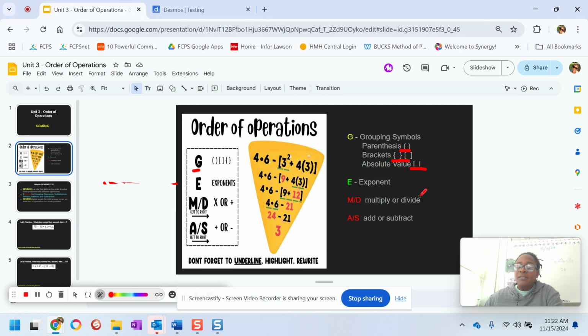And I put multiply and divide, and add and subtract, in red because it doesn't matter which one comes first. You just go from left to right. It's like you're reading a sentence.